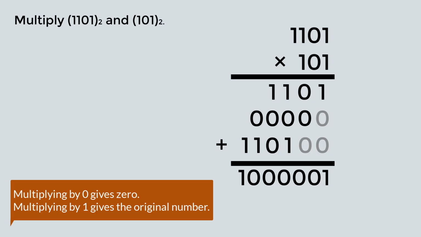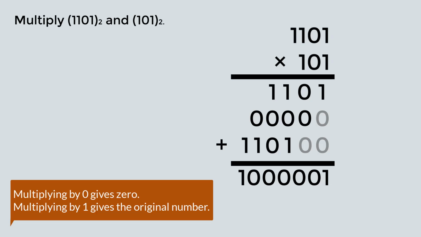This is the same idea as long multiplication in base 10. Each digit of the multiplier creates one partial product. Each partial product is shifted according to its position. Then the partial products are added together.